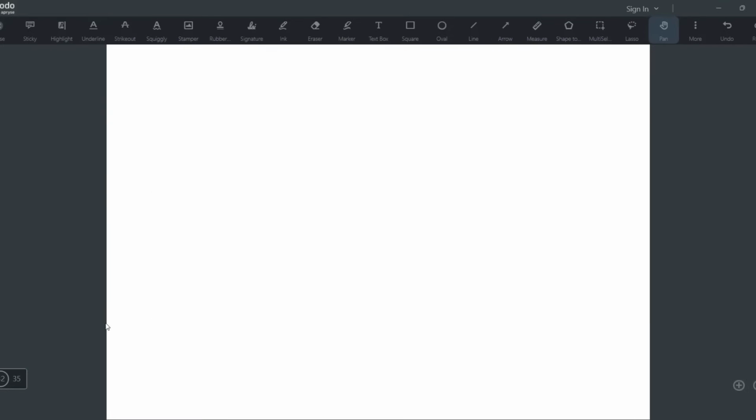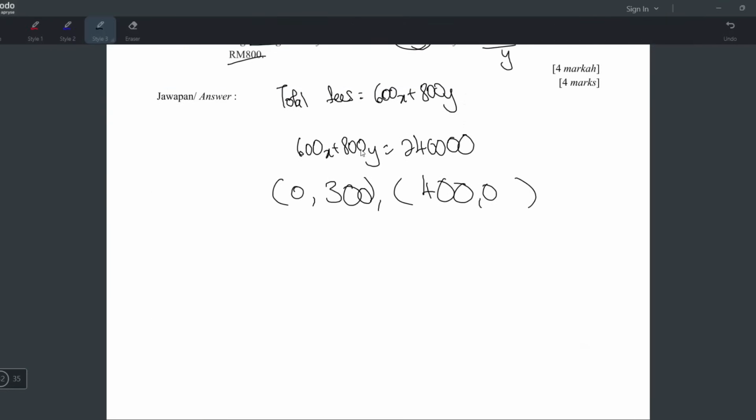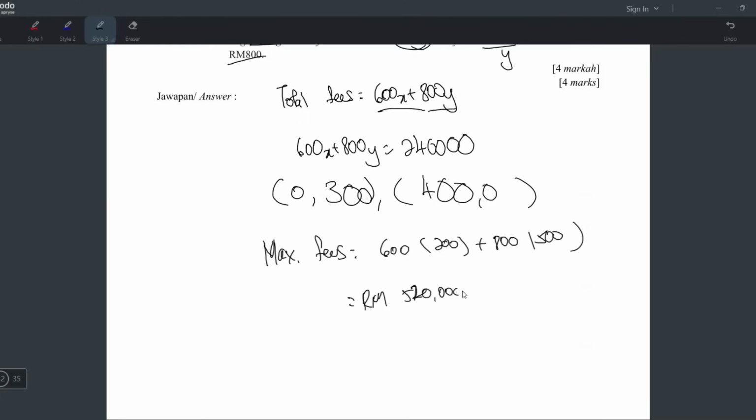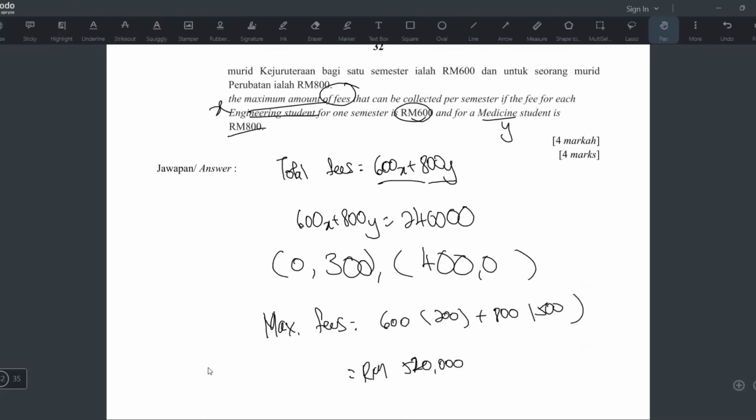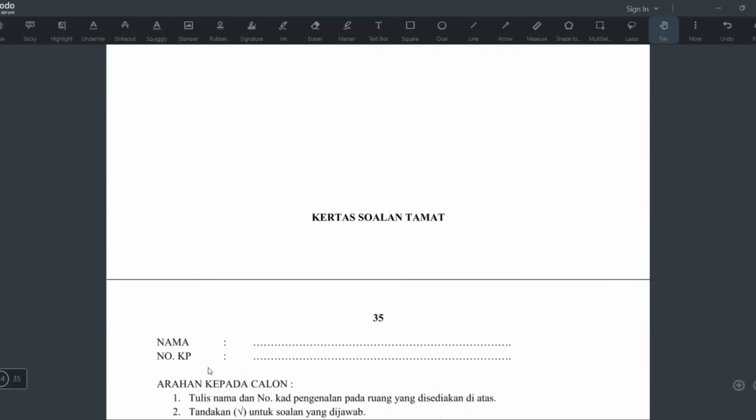So the (200, 500) will go to where? It will go to the formula here to find the maximum fees. So the maximum fees will be 600 times x plus 800 times y. And the point is (200, 500). Press this in your calculator and you're going to get RM520k. Write RM lah because this is the fees. So the fees is in RM. Okay, I think that's it. This is the last question already.